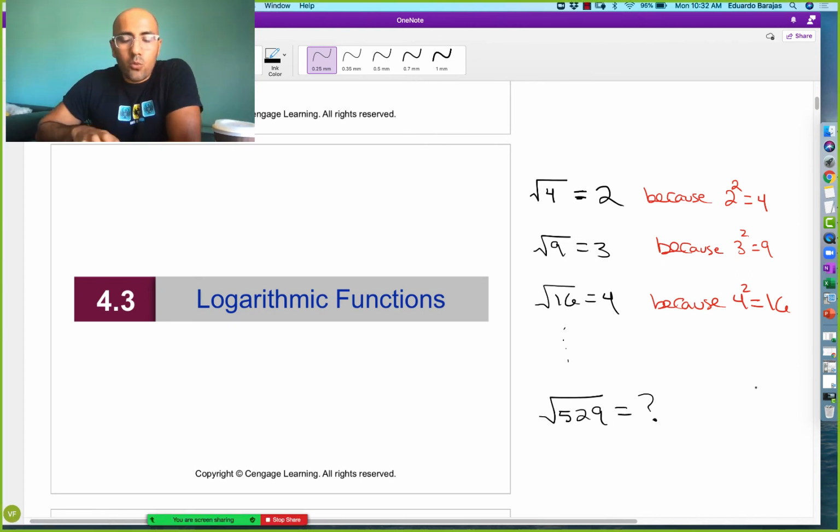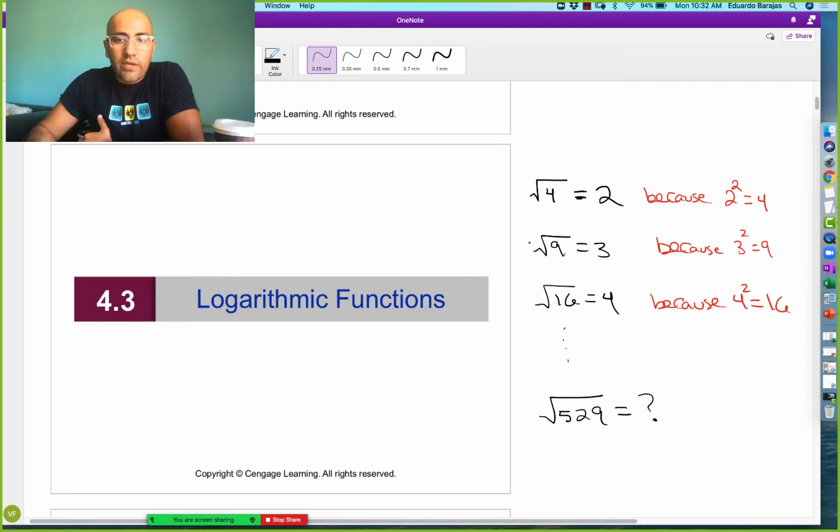Right? There's no way to know that without technology unless you know your multiplication tables. There's nothing we can do to the 529 to get the answer. Just like over here, when we were trying to figure out the answer to 16, we didn't really do anything to the 16. We didn't add, divide, multiply, all those common operations we're used to. There's no operation we can apply to get the answer.